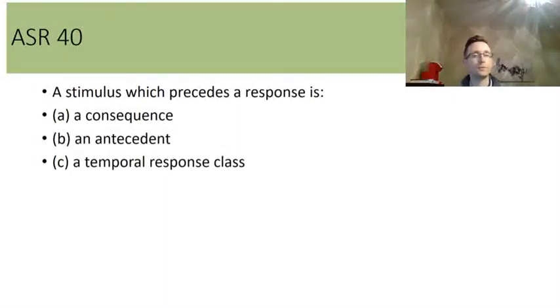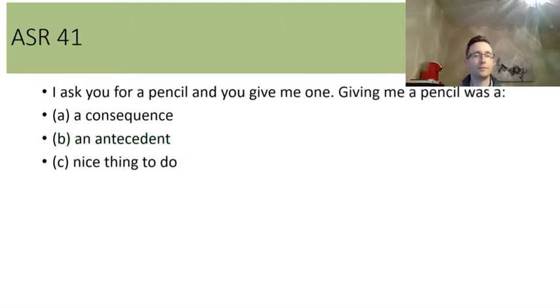So let's do some ASRs. ASR 40. A stimulus which precedes a response is A, a consequence, B, an antecedent, or C, a temporal response class. Give you a couple more seconds. Alright, I'll close the poll, and the answer here is A, an antecedent.